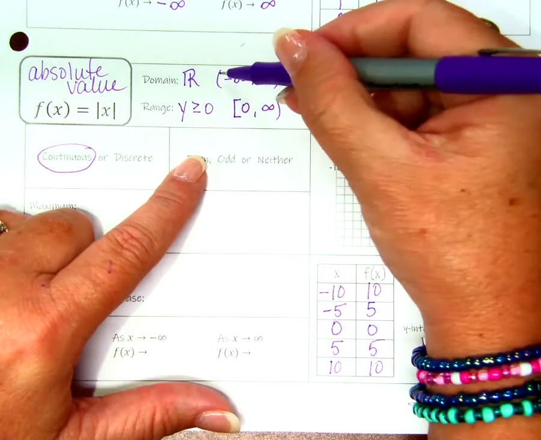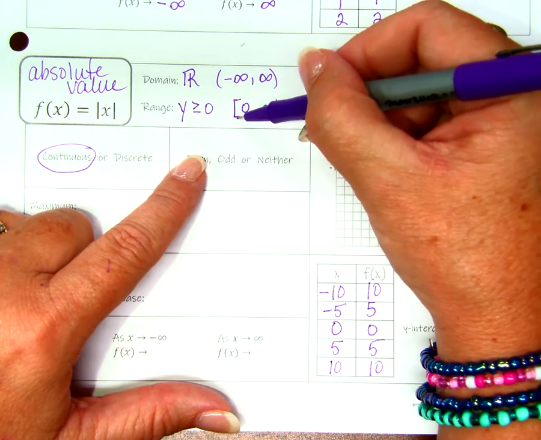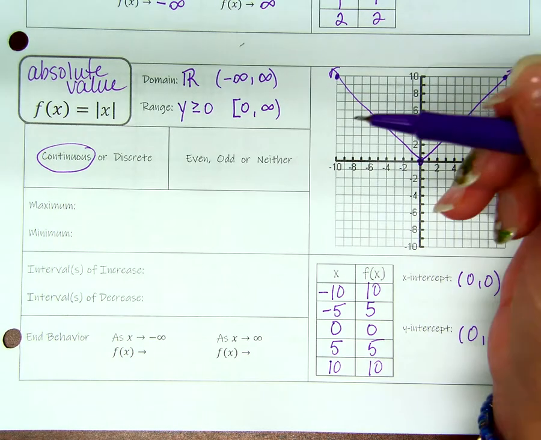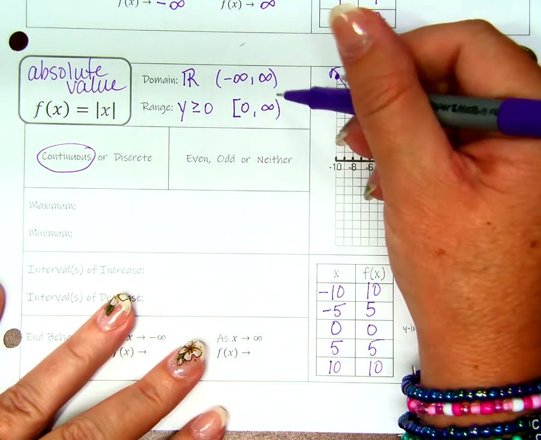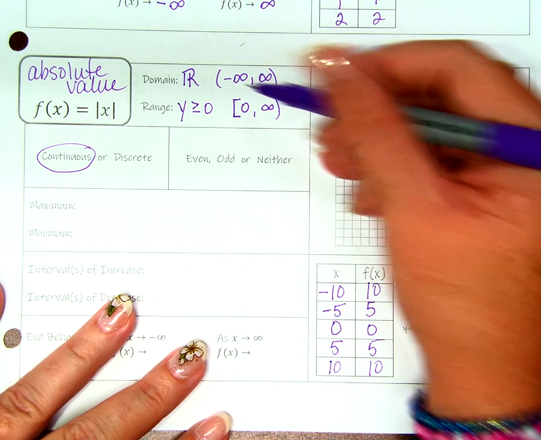Now, why are these parentheses and this is a bracket? Because it stops there. A bracket implies that it stops there. Why don't I have a bracket on infinity? Do you know where the end of infinity is? No. Neither do I. So we can't assume that it's included. Does that make sense? So that's why we have a parenthesis there. That's why we have a bracket here, because zero is included.